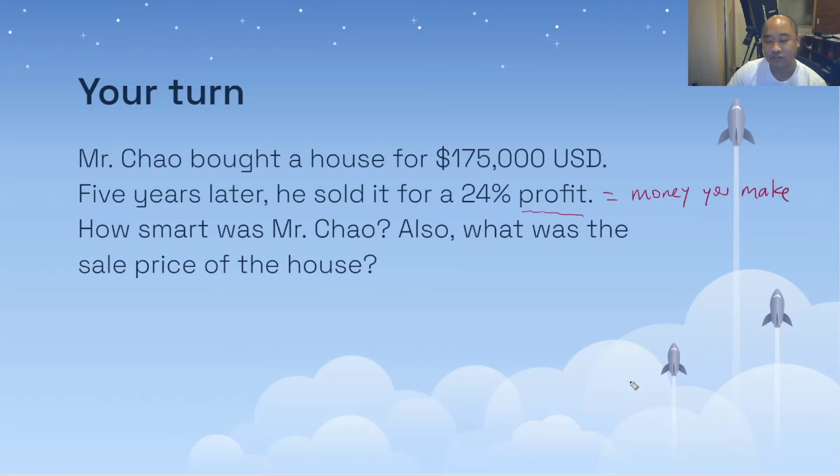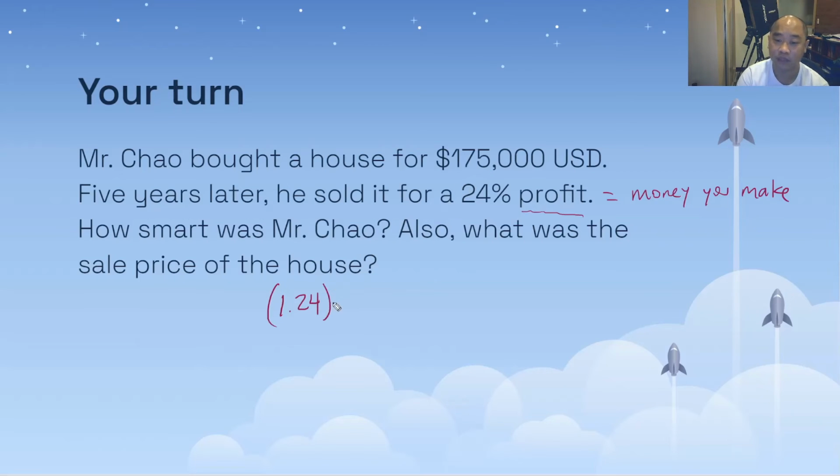Second question, which is more important: what was the sale price of the house? If I bought it for $175,000 and then sold it for 24% more, what was the total cost? Well, this is another example of when you can use 1.24 instead of doing 0.24, multiplying it by this and then adding it back to that, right?